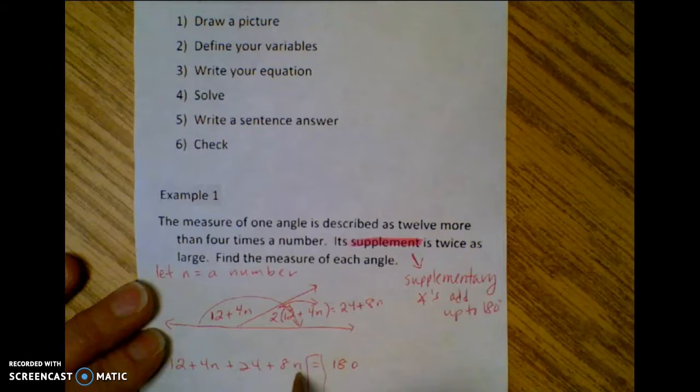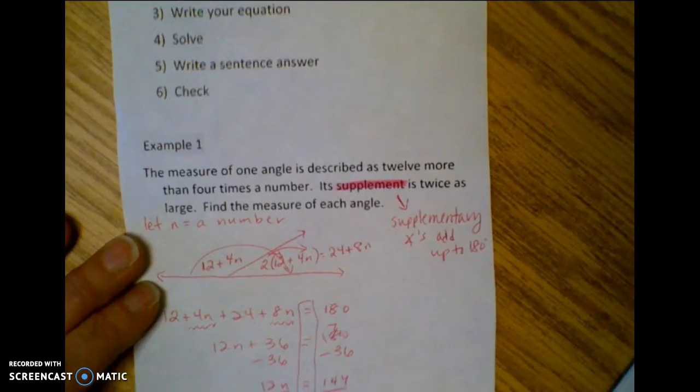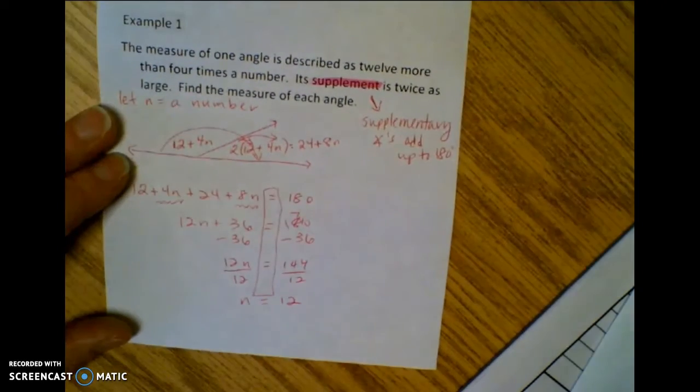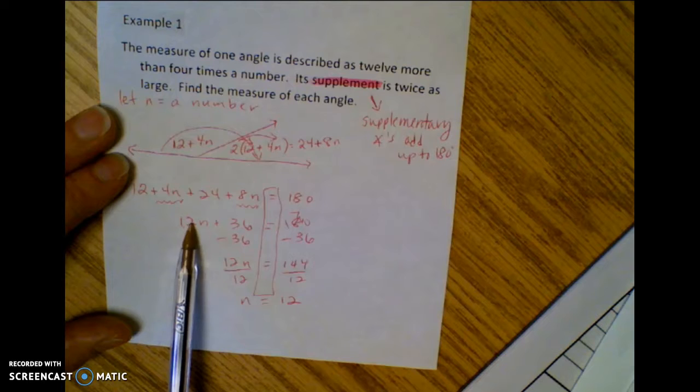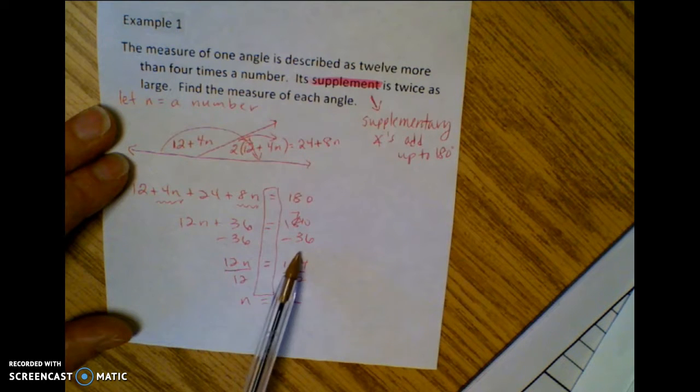From here, finishing the problem is usually straightforward because you know to combine like terms and you know to use opposite operations in order to solve. So it looks as though we're getting a value that comes out to be 12. We combined, we got 12n. We knew we had to subtract 36 from both sides, and we now have n equals 12.